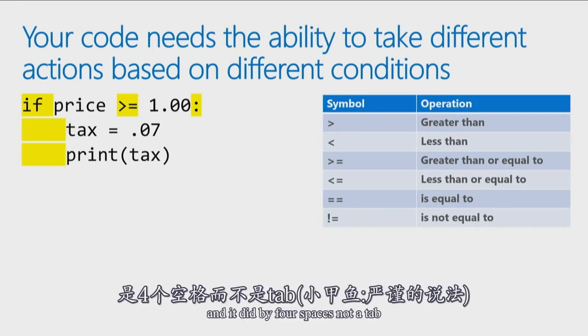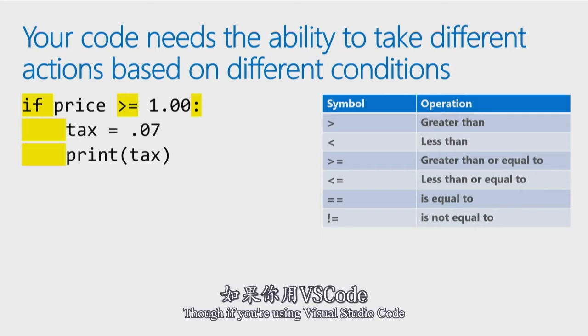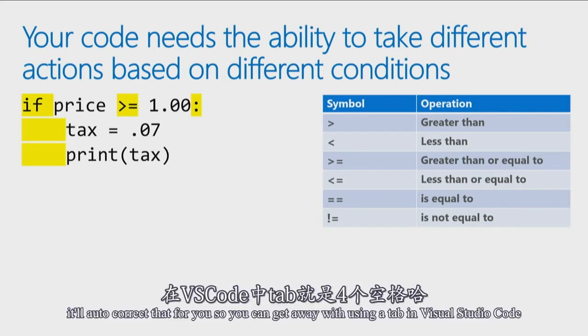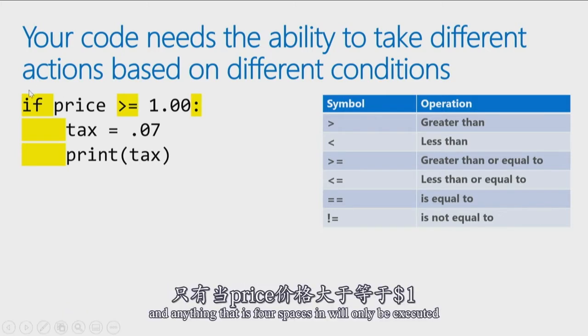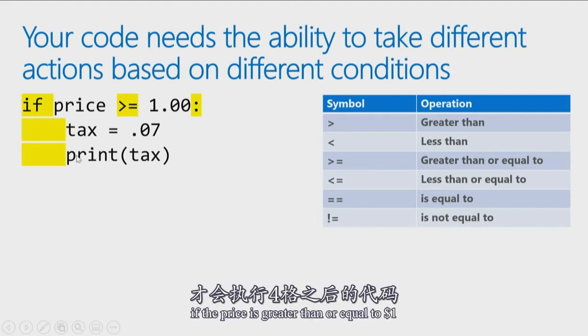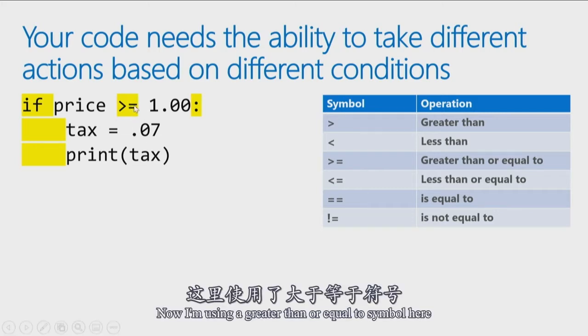And it is by 4 spaces, not a tab. Though if you're using Visual Studio Code, it'll auto-correct that for you, so you can get away with using a tab in Visual Studio Code, but try to get in the habit of making 4 spaces. And anything that is 4 spaces in will only be executed if the price is greater than or equal to $1.